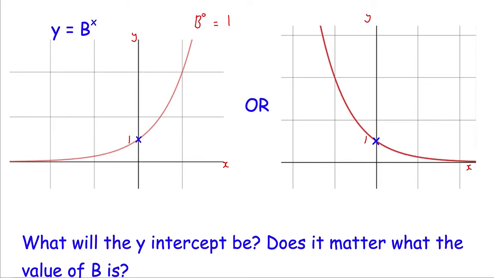That's obviously unless there's another multiplier here. So if it was a times b to the power of x, or even if there was an addition of some constant at the end, that would change the y-intercept. But in general, if it's just on its own, if it's literally just some number to the power of x, then the y-intercept is always 1, whether b is greater than 1 or less than 1.